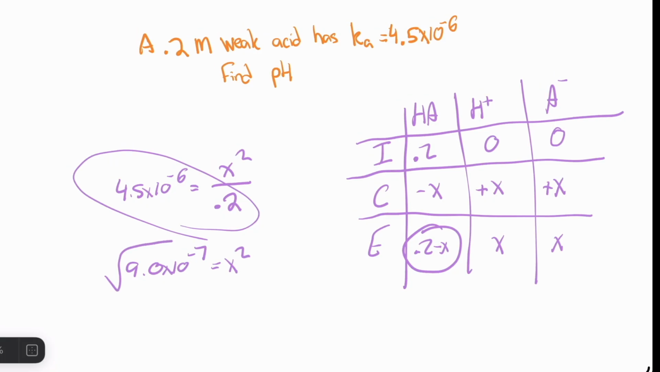When we square root everything, we get x is equal to 9.49 times 10 to the negative fourth. Our pH then is negative log of this answer, because this is our H plus concentration. So negative log of 9.49 times 10 to the negative fourth. That should give us a pH value of 3.02.